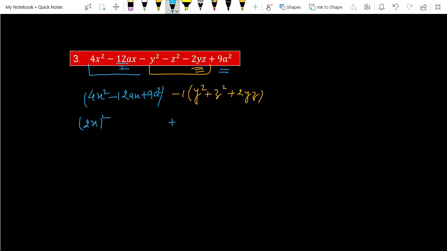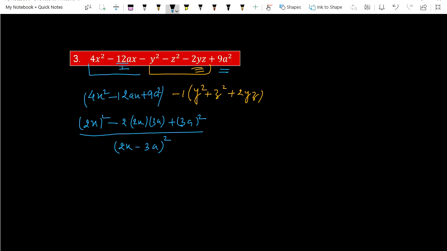9a square can be written as 3a the whole square. And 12ax can be written as 2 into 2x into 3a. So we are finding here, this is actually the expansion of 2x minus 3a the whole square.